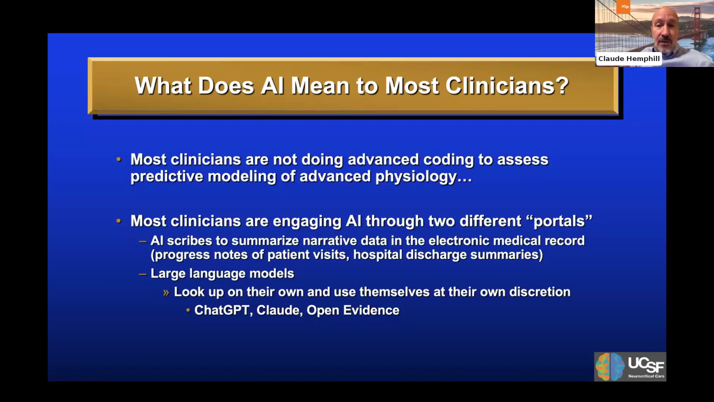But most clinicians are going to engage AI through two main portals. One is AI scribes to summarize narrative data in the electronic medical record, things like progress notes, patient visits, and hospital discharge summaries. These are being used now, and actually being expanded and encouraged. And then generative AI through large language models, where someone looks things up on their own and uses the information themselves, really at their own discretion. And this is happening a lot.